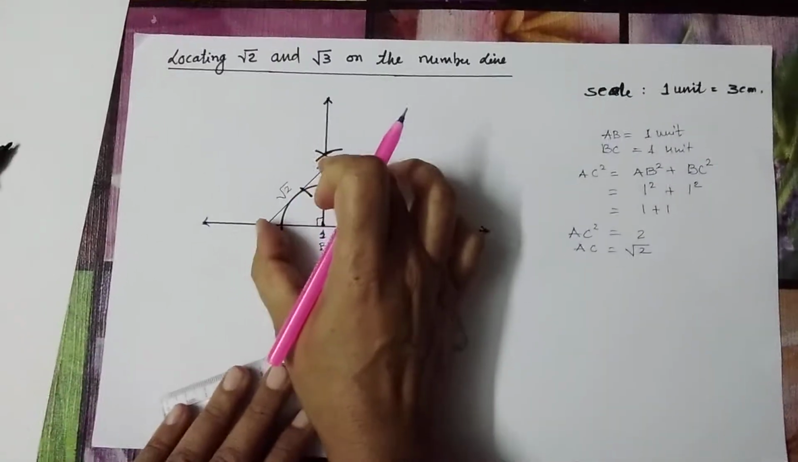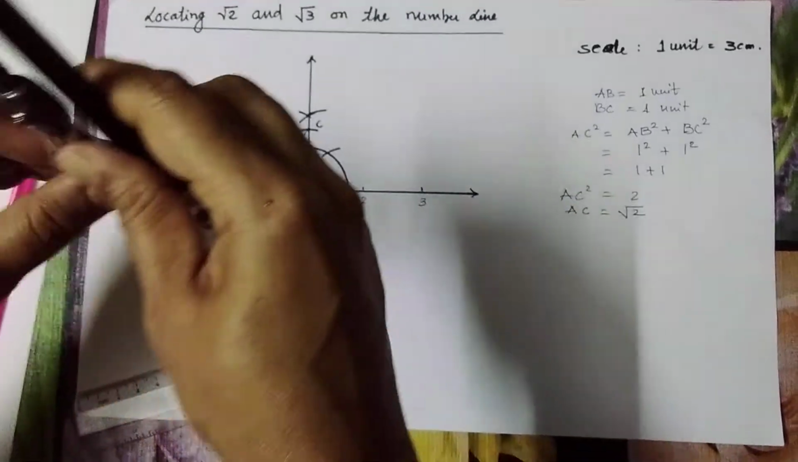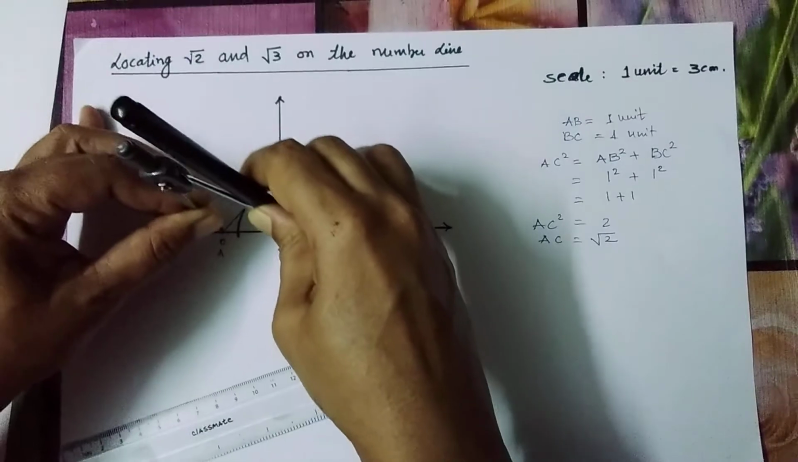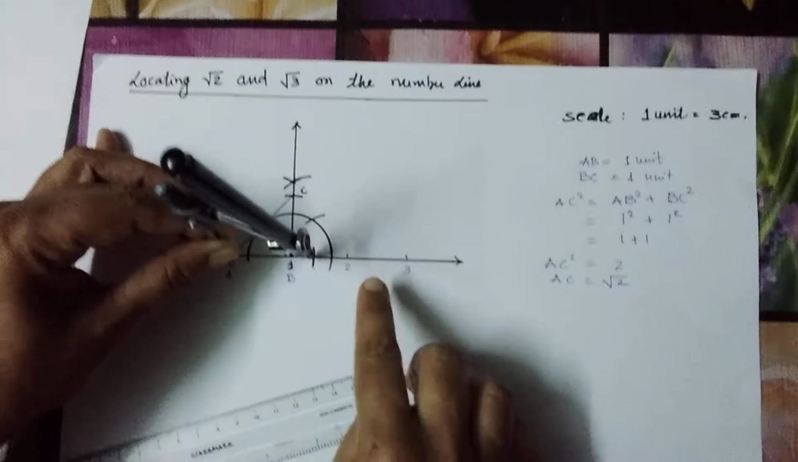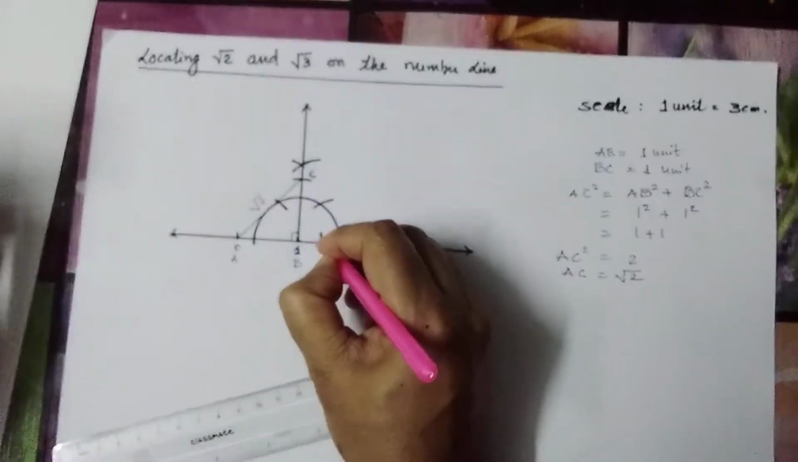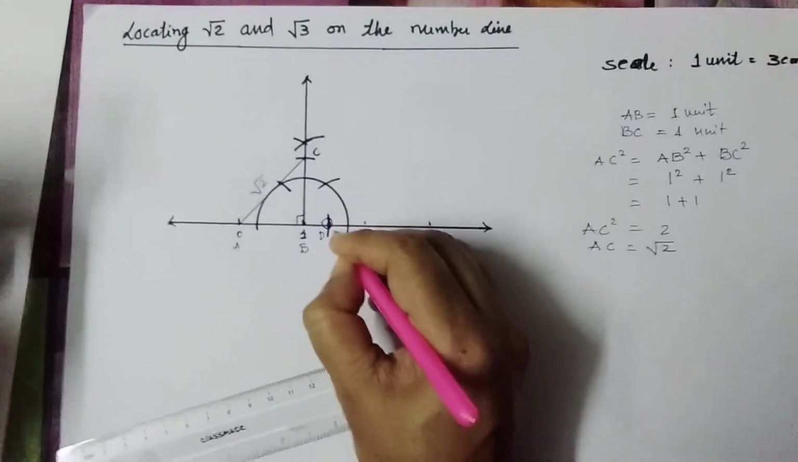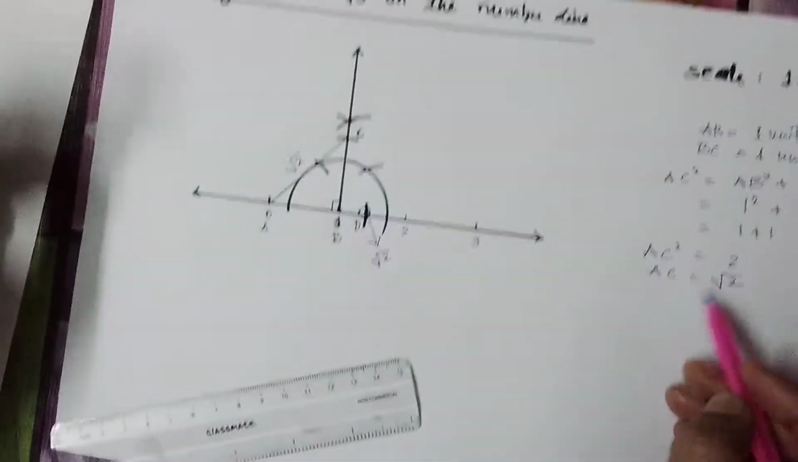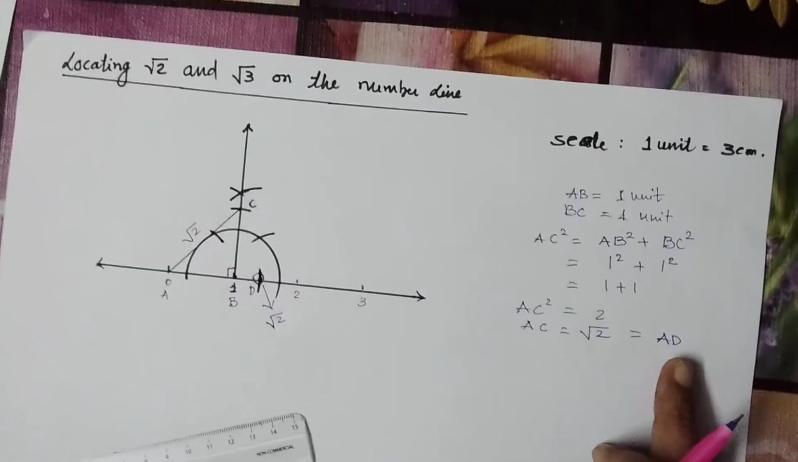But we want to show this distance on the number line. Square root 2 distance AC is not on the number line. So what we'll do? We just take this AC distance on our rounder and mark a point on the number line. This point, we call it as point D. And this point is square root 2 on number line. Rather we should say AD distance or AC distance is equal to square root 2. You can write AC is equal to square root 2 is equal to AD.